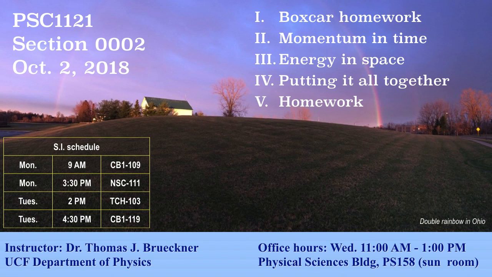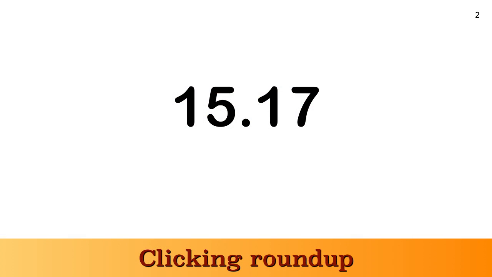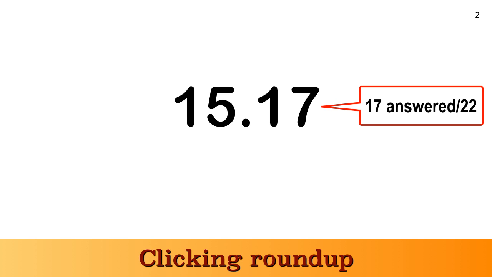Another thing I mentioned last time in discussions: I put up a clicker roundup number for everyone that has a registered iClicker. Some of you don't have it, but a number that looks like this. Most of you have almost all the questions answered, but this is for somebody that's a little bit lower. The hundredths and tenths decimal places encode the number that you have answered. This is the class participation part. So this student has answered 17 out of 22.